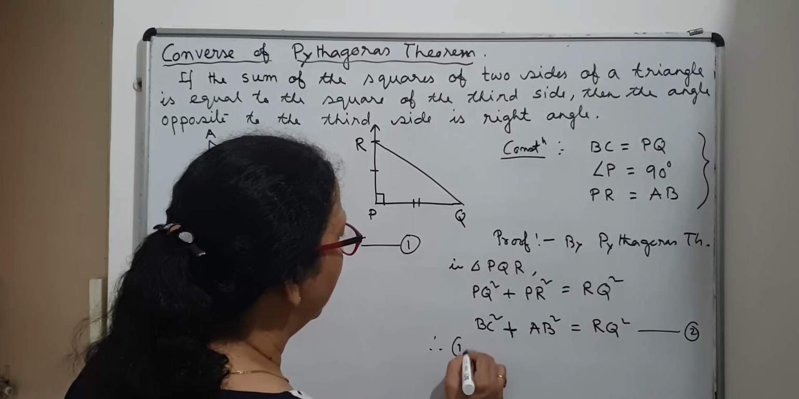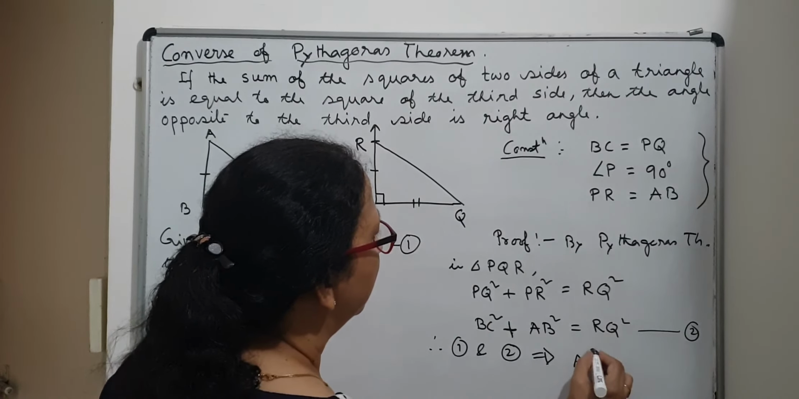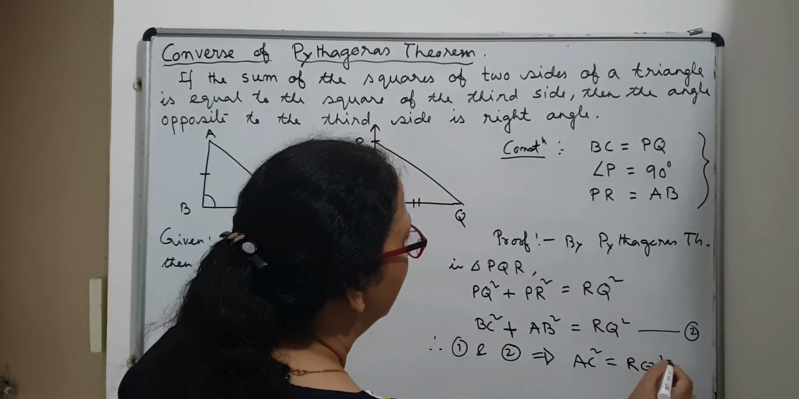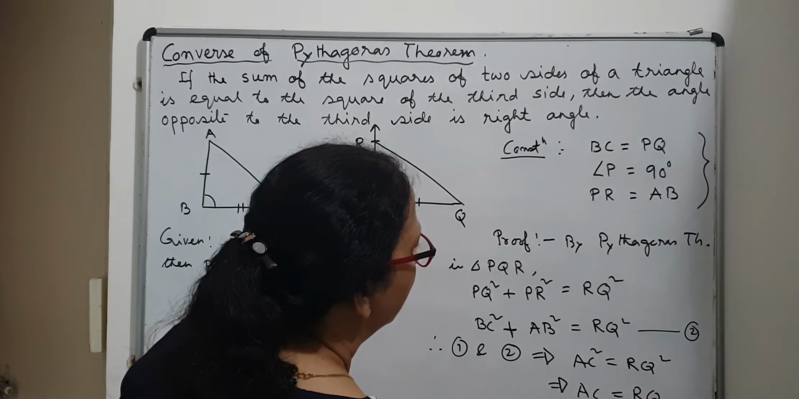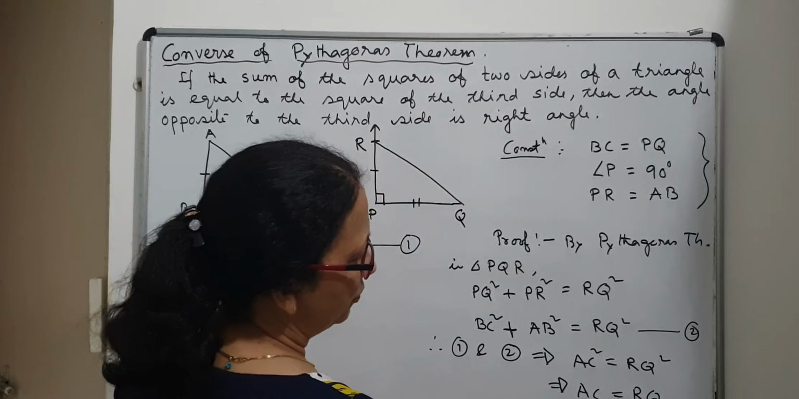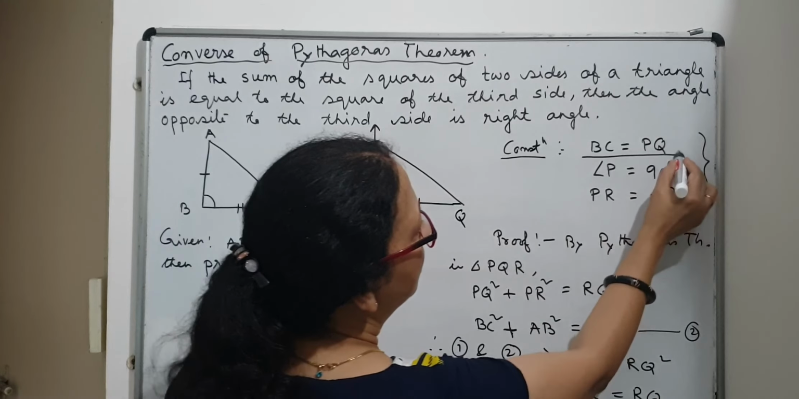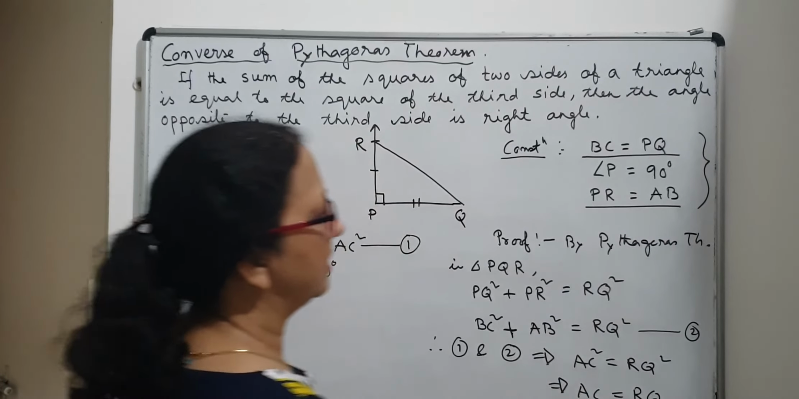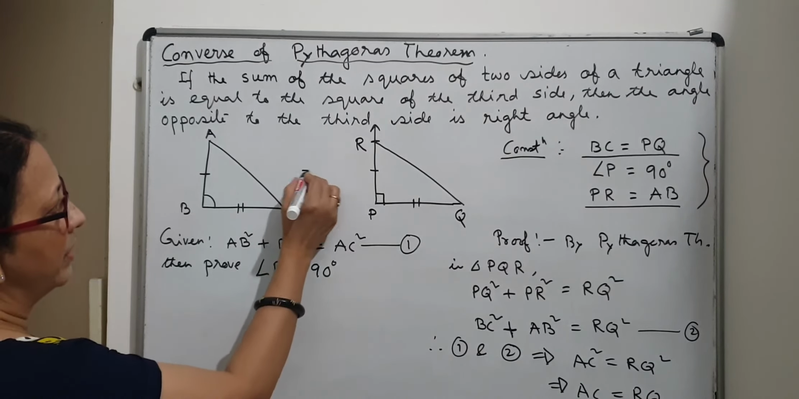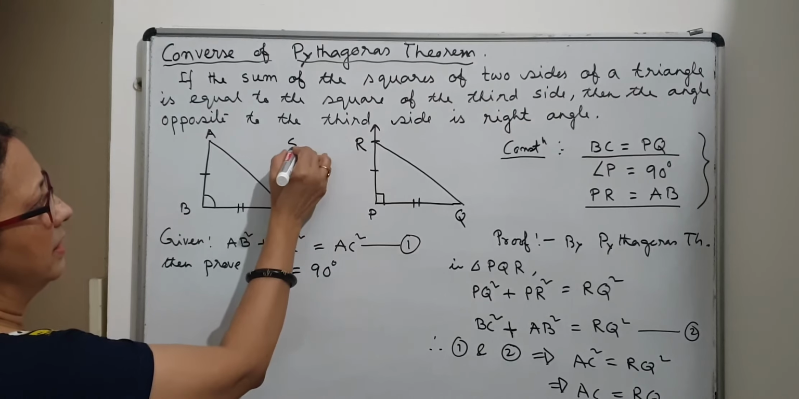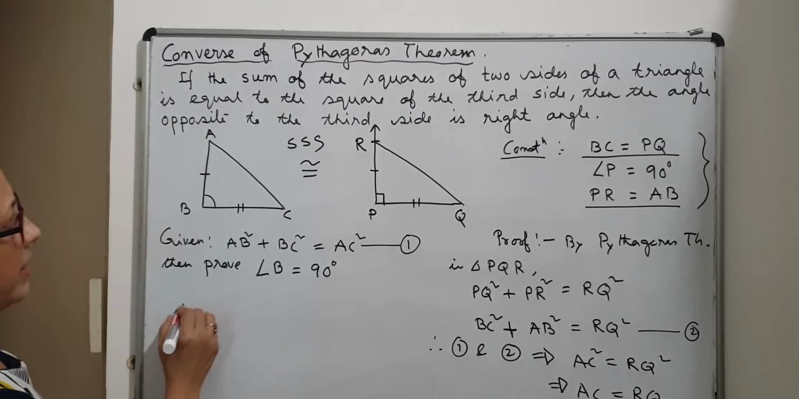Therefore, by comparing 1 and 2, what I am getting is that AC square is equal to RQ square, which gives us that AC is equal to RQ. So this I proved. With AC equal to RQ proved, and BC equal to PQ and PR equal to AB by construction, these two triangles will be congruent by SSS.